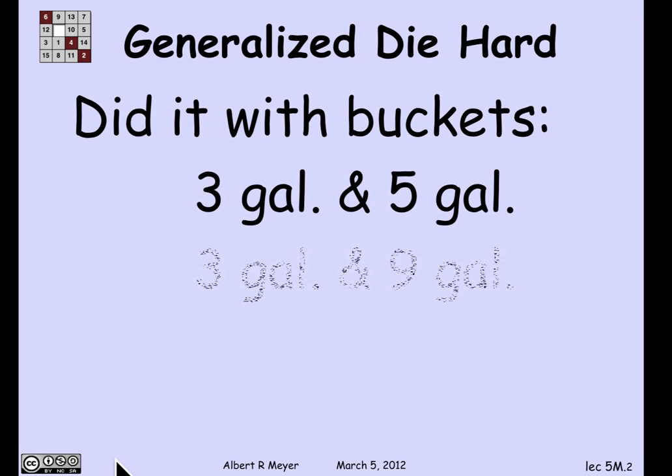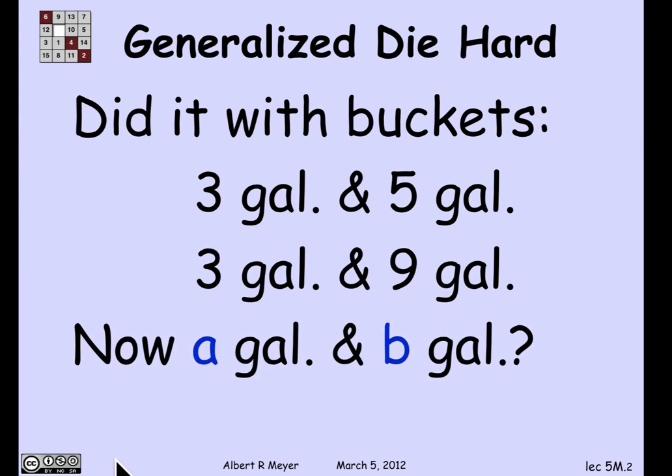So we looked at the die-hard state machine and we figured out the behavior of it with jugs of size 3 and 5 gallons and also with jugs of size 3 and 6 gallons. Let's look at the general case now. Suppose that I have jugs of A gallons and B gallons, where A and B are positive integers.